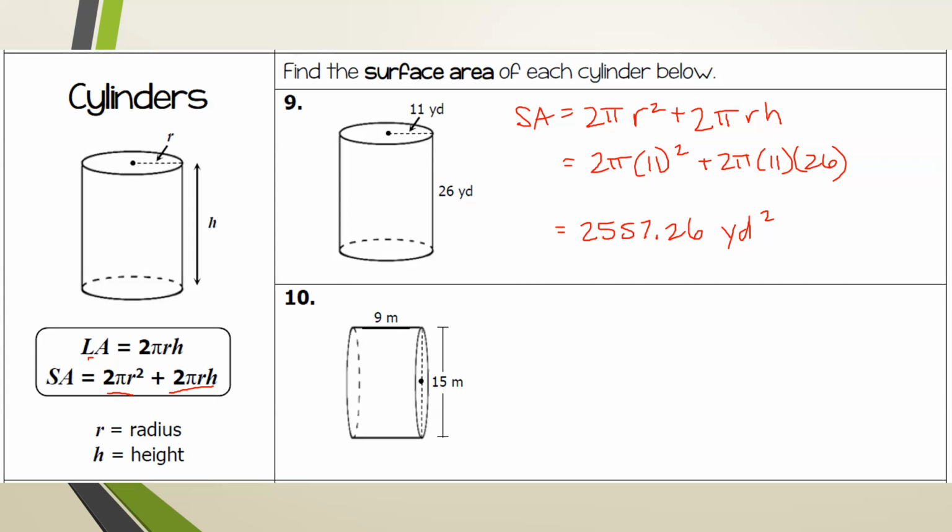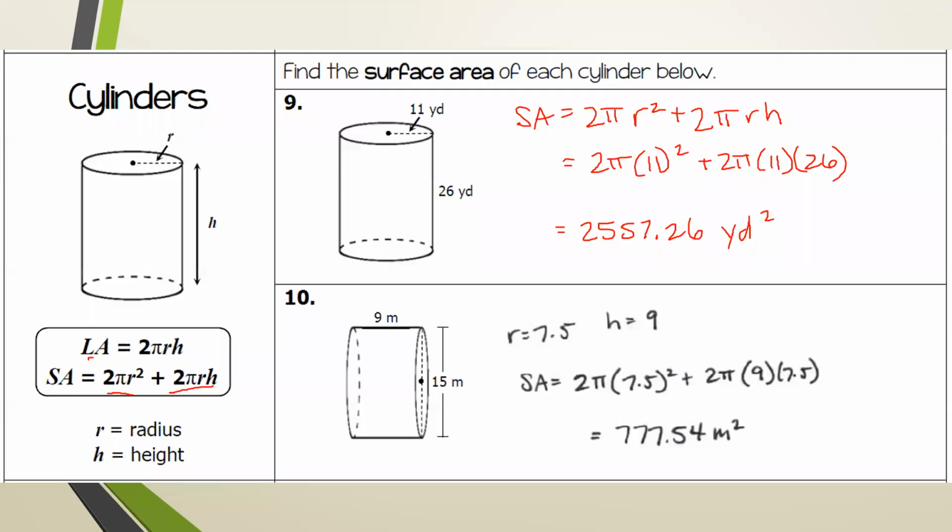Now that you've seen one example, go ahead and try number 10. What's the radius? What's the height? Plug those numbers in, find the surface area. All right, so they tried to be tricky on this one, and they tried to give you the diameter. Hopefully it didn't trick you. The radius is half the diameter, so your radius was 7.5. The height is the distance between your bases, so your height here was 9.